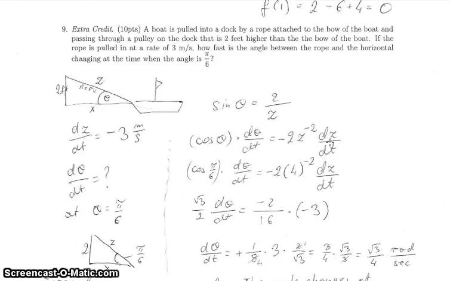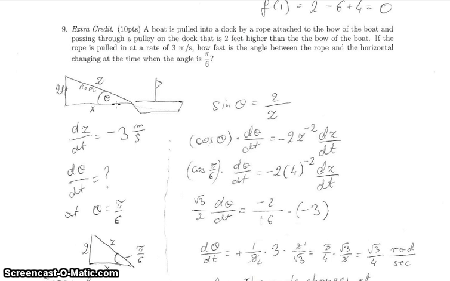Last problem, number 9, extra credit. A boat is pulled into a dock by a rope attached to the bow of the boat and passing through the pulley on the dock that is 2 feet higher than the bow of the boat. So I made a little picture here. This is the dock, this is the pulley where it is. This is your rope over here. Your boat is pulled in.